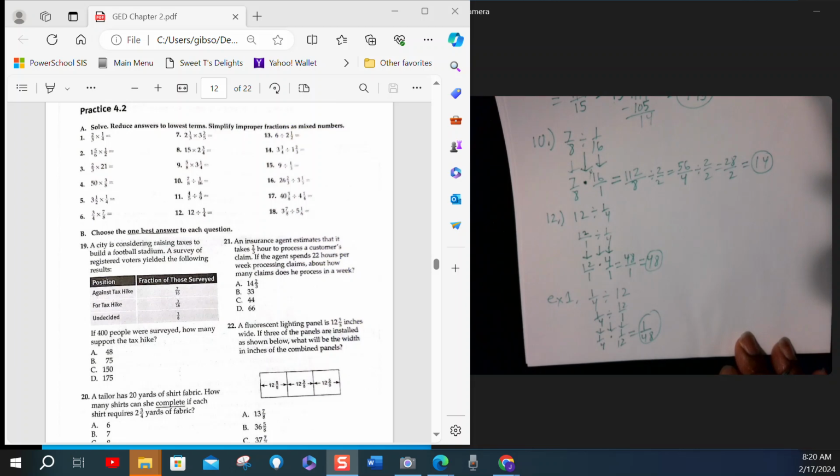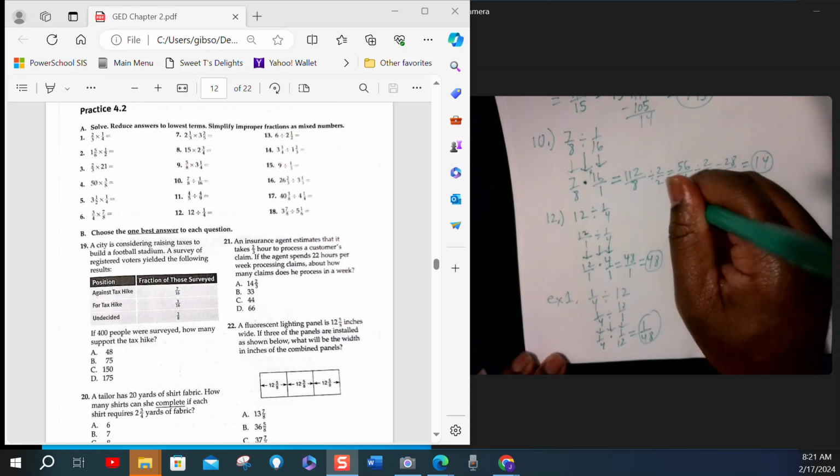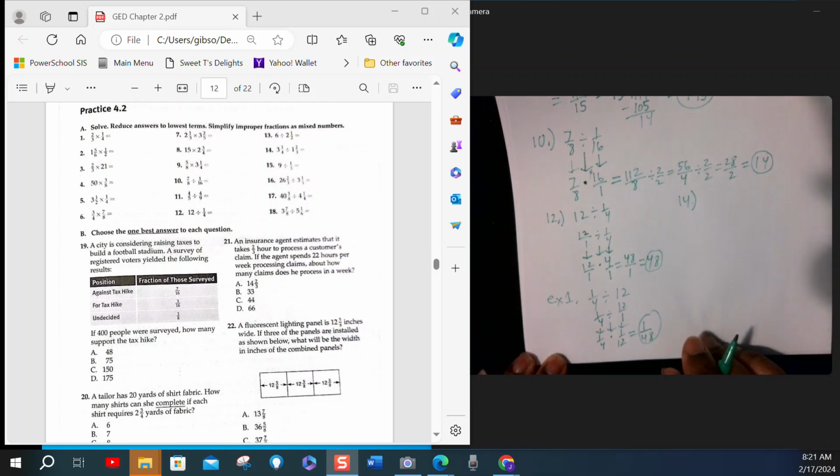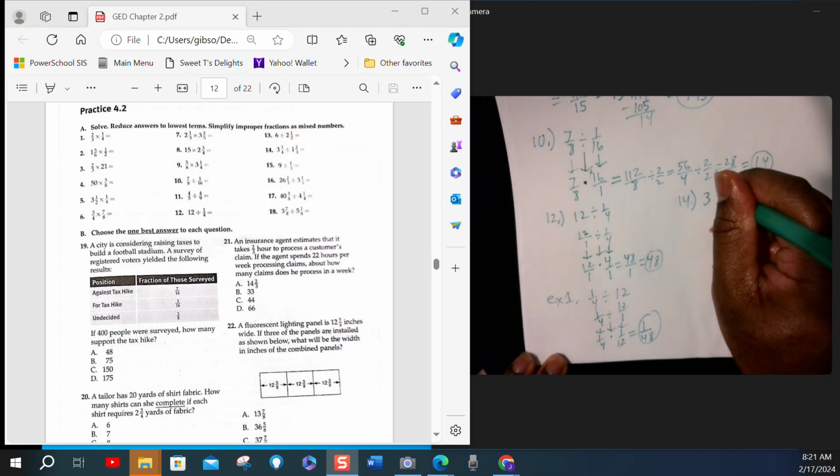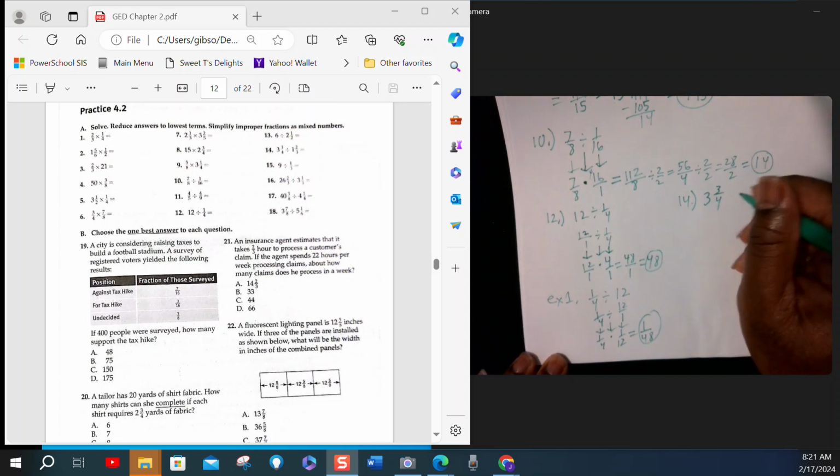Now, our next problem we're going to do, we did a fraction divided by a fraction. We did a whole number divided by a fraction. We did a fraction divided by a whole number. Now we're going to do two mixed numbers divided by each other. Let's do problem number 14. Problem 14, we had 3 3/4 divided by 1 2/3.